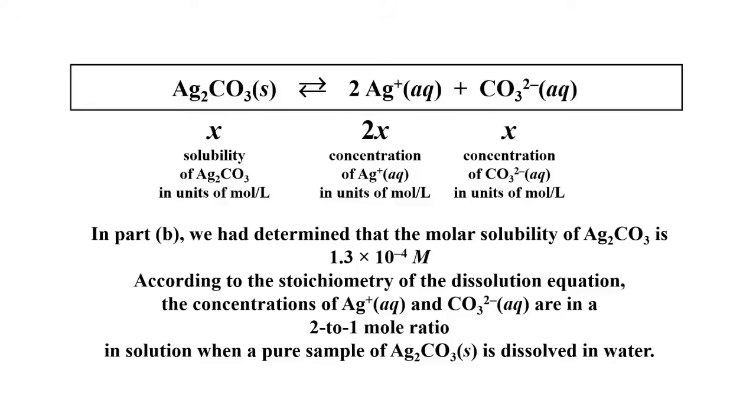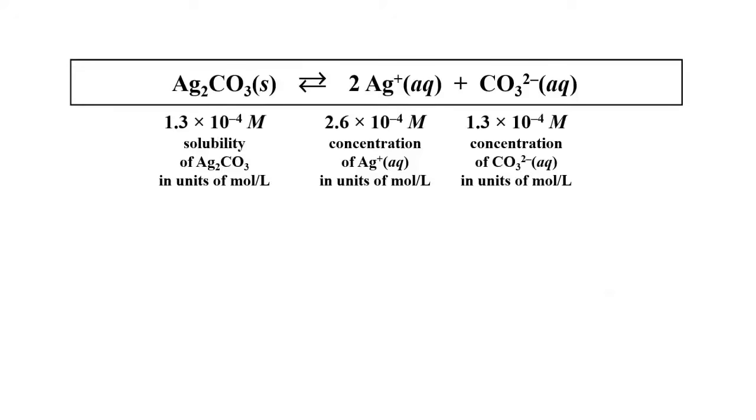According to the stoichiometry of the dissolution equation, the concentrations of the silver ion and the carbonate ion are in a 2-to-1 mole ratio. So when 1 mole of silver carbonate is dissolved in water, 2 moles of aqueous silver ions are produced, and 1 mole of aqueous carbonate ions are produced. So we're going to take that 1.3 times 10 to the -4 moles per liter, and that would be represented by the concentration of the carbonate on the right because of that 1-to-1 ratio between silver carbonate and carbonate itself, but then it's double that value for the concentration of silver in solution. That would be 2.6 times 10 to the -4.